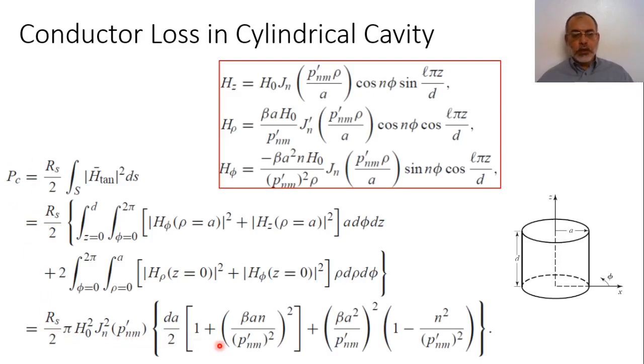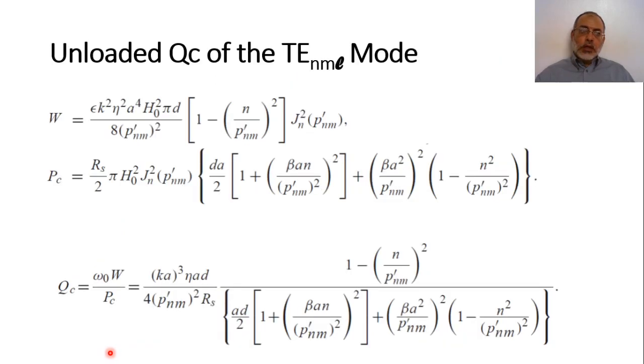Now we have calculated the stored energy and we have calculated the conductor loss. So we can calculate the unloaded quality factor due to the conductor loss for the transverse electric nml mode in cylindrical waveguide. This actually is the stored energy which we have already calculated, and this is the conductor loss, and here the quality factor is omega naught W, or in other words 2 omega naught W_E. It doesn't matter, it is the same.